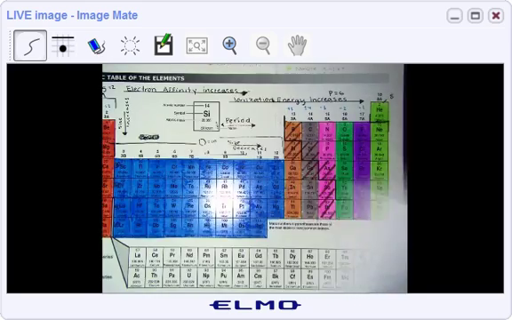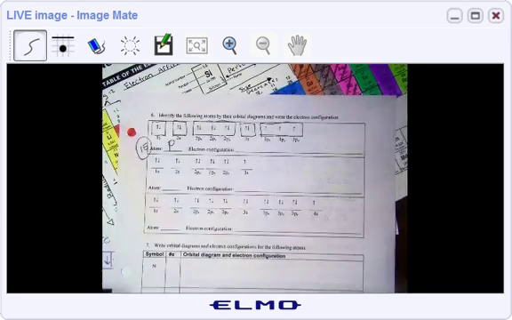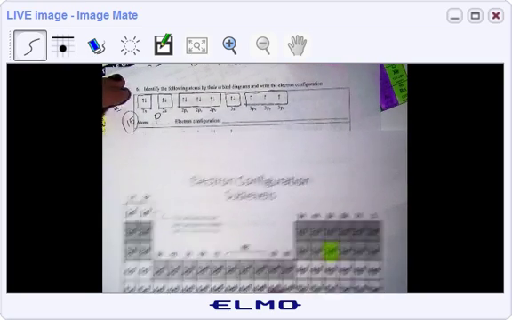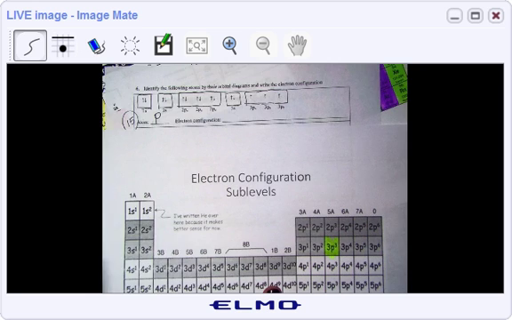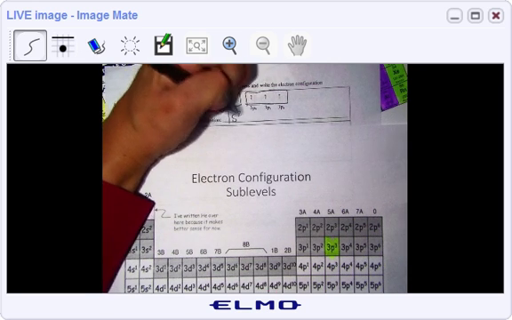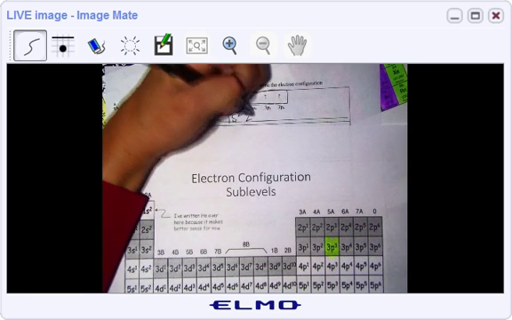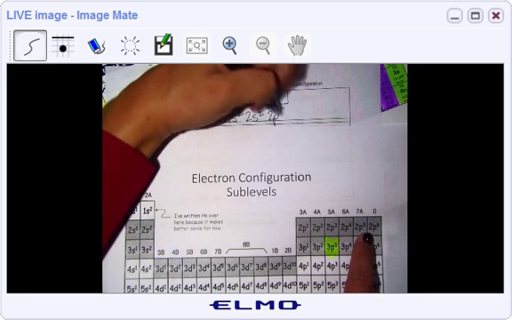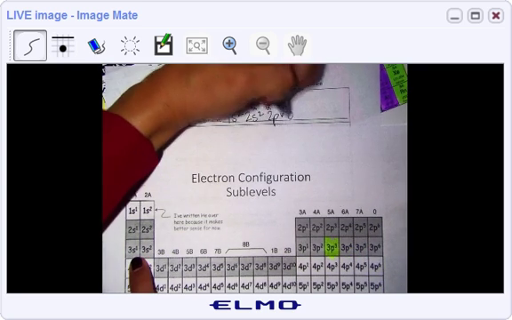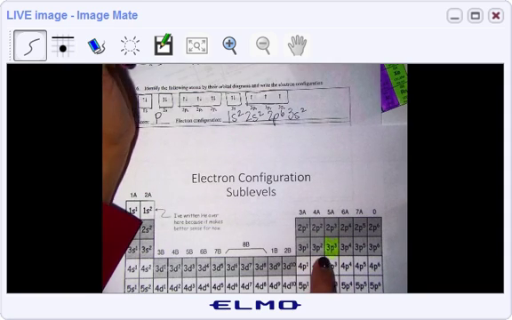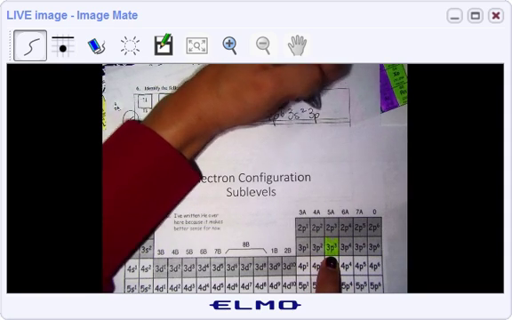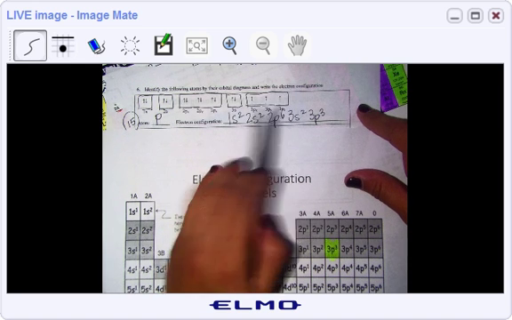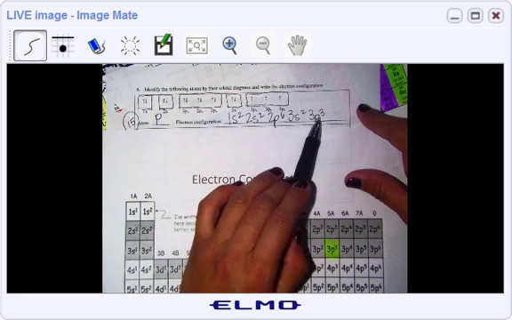Now to write that down on your worksheet, you're going 1s2, 2s2, 2p6, 3s2, and 3p3. Okay, and that's why there's only 3 arrows in this last p block, because it stopped early.